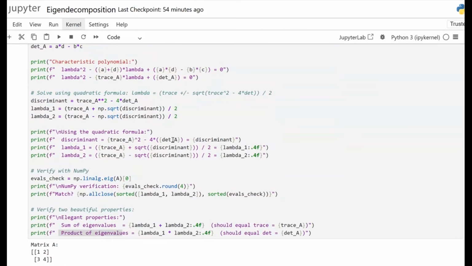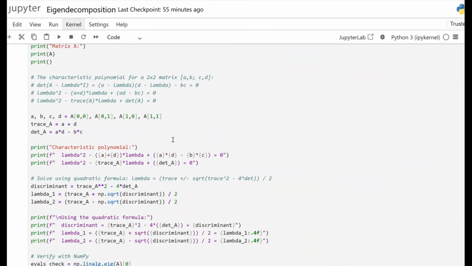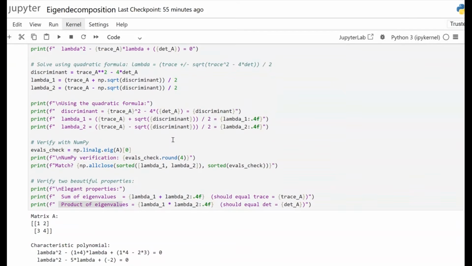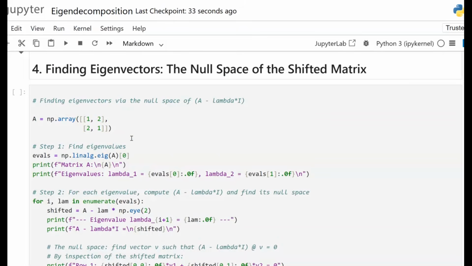So this code summarizes the full pipeline: construct a matrix, derive the characteristic polynomial, solve analytically using the quadratic formula, and verify numerically. Then confirm the invariant relationships, that is trace and determinant. So it demonstrates that eigenvalues are not just computational artifacts; they are tightly constrained by fundamental algebraic properties of the matrix. In this session, we are going to discuss how to find the eigenvector.